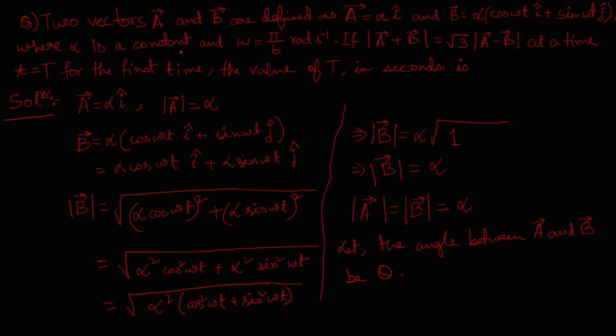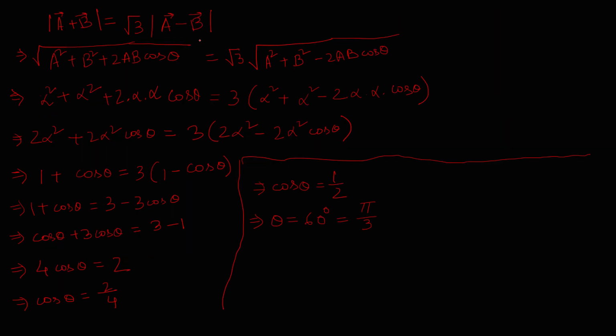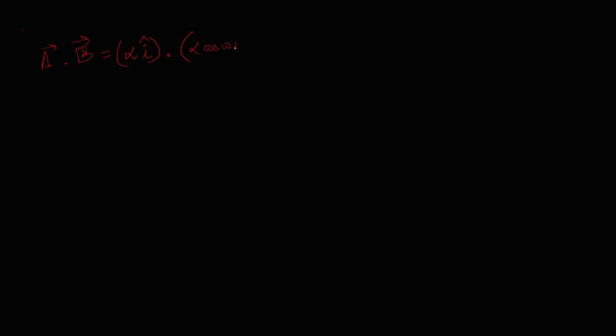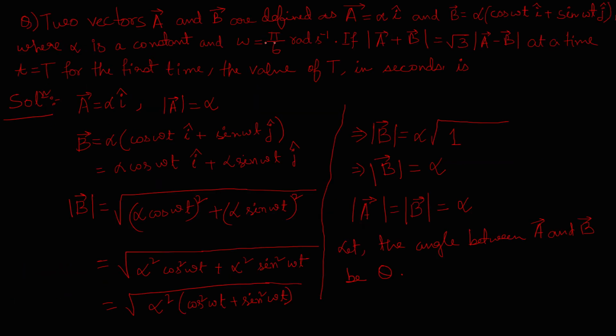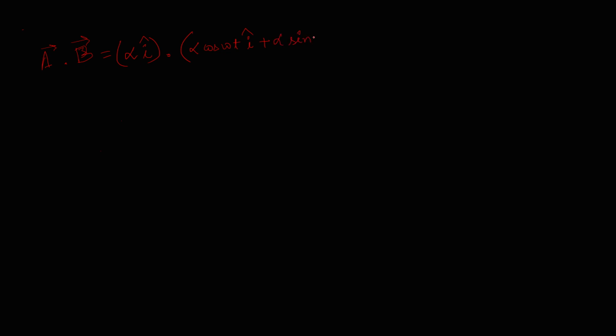So what was vector A? Vector A was alpha times i cap. So alpha i cap dot product with alpha cos omega t i cap plus alpha sine omega t j cap. So now if I multiply using dot product, what will happen? i cap will be multiplied with i cap, but there is no j cap in vector A. So 0 times j cap, so j cap will not be in the answer. So what will be in the answer? Alpha times alpha, that is alpha square cos of omega t. This is the dot product between them.